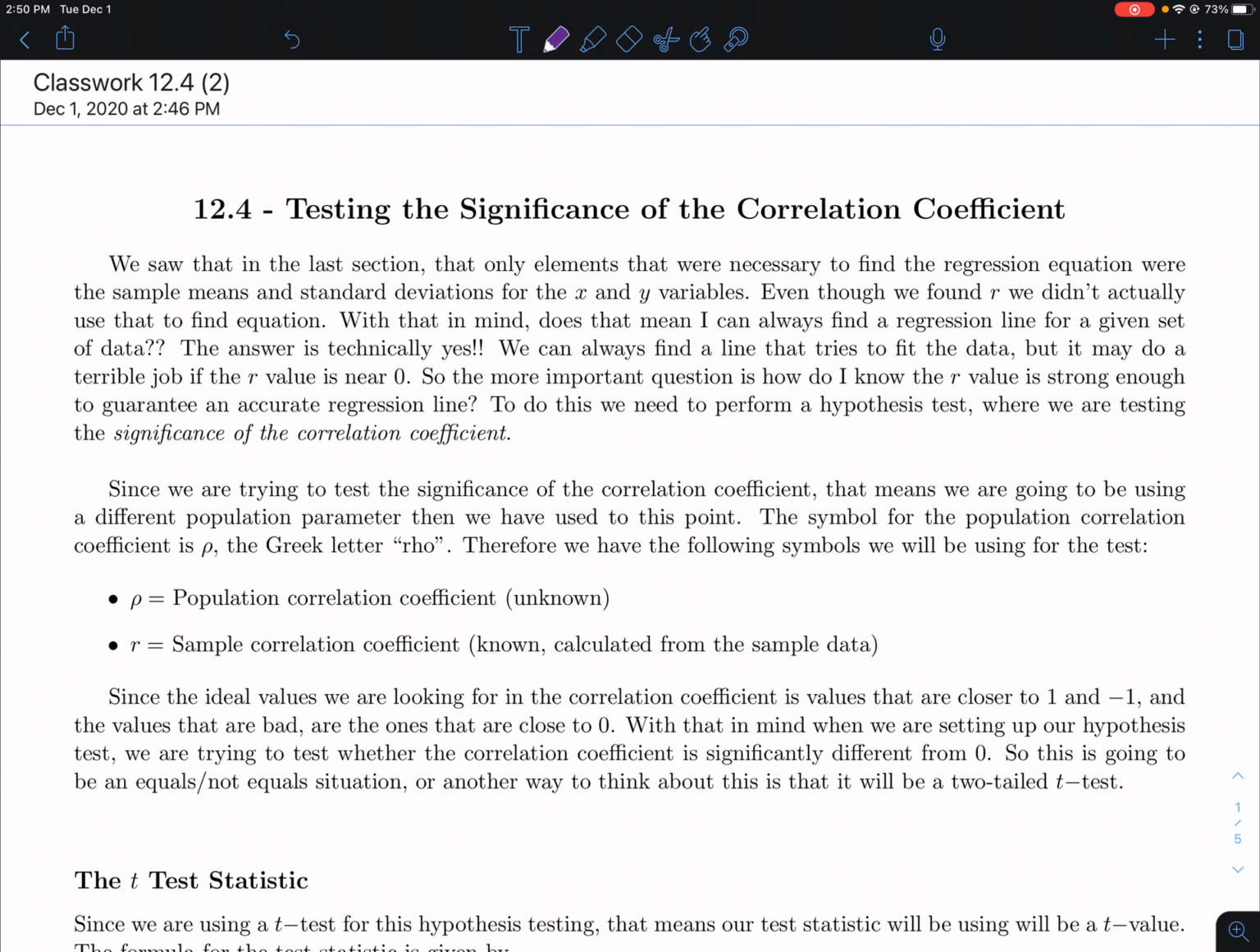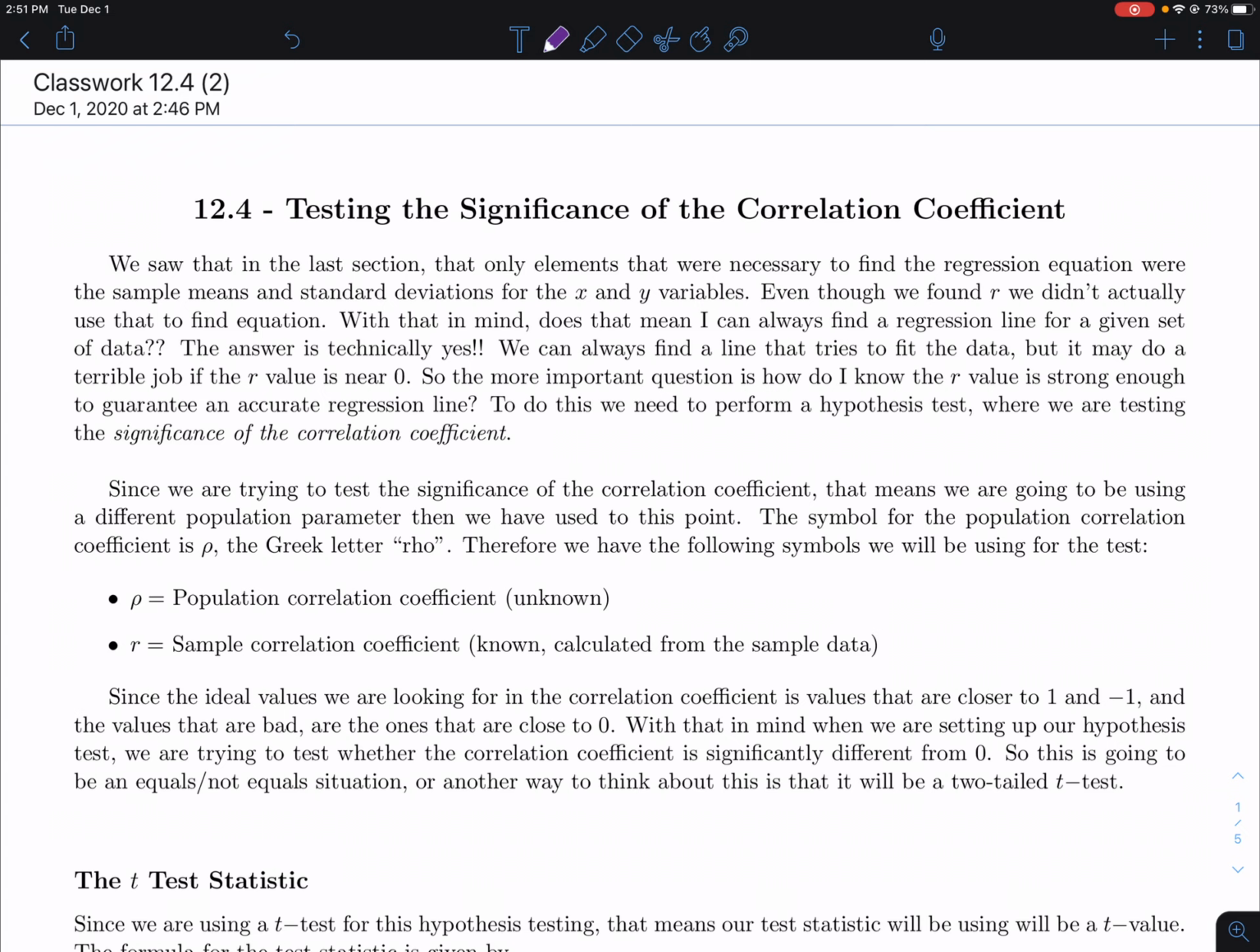Because if our R value is near zero, yes, there's a line, but it doesn't mean it's actually going to do a really good job of predicting other values, which is really the whole point of a linear regression to begin with. So in this case, what we're going to do is a hypothesis test to see whether our correlation coefficient is significant and whether we're going to have a good linear regression or not.